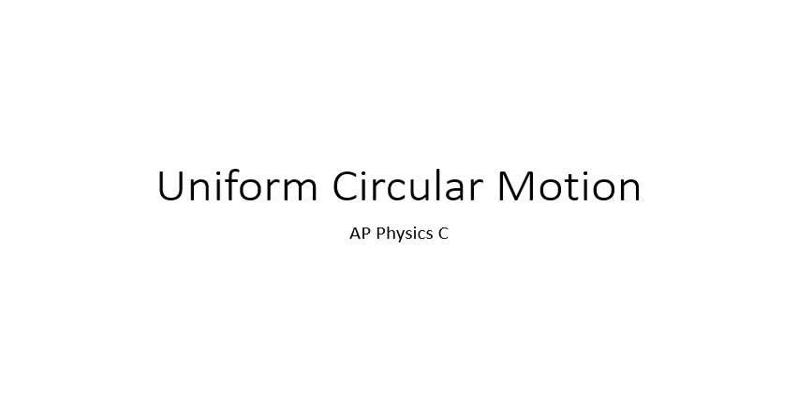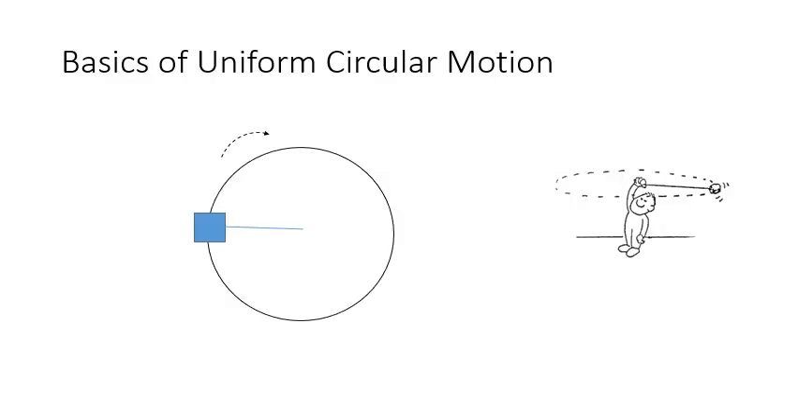Uniform circular motion, a pretty glorious topic to be sure. You can see on the right there's a guy twirling a little rock around a circle. On the left, there's an overhead view of that same thing. I use a square instead of a rock because it's easier to draw. It's going clockwise around that circle. You can see the string in the center of it.